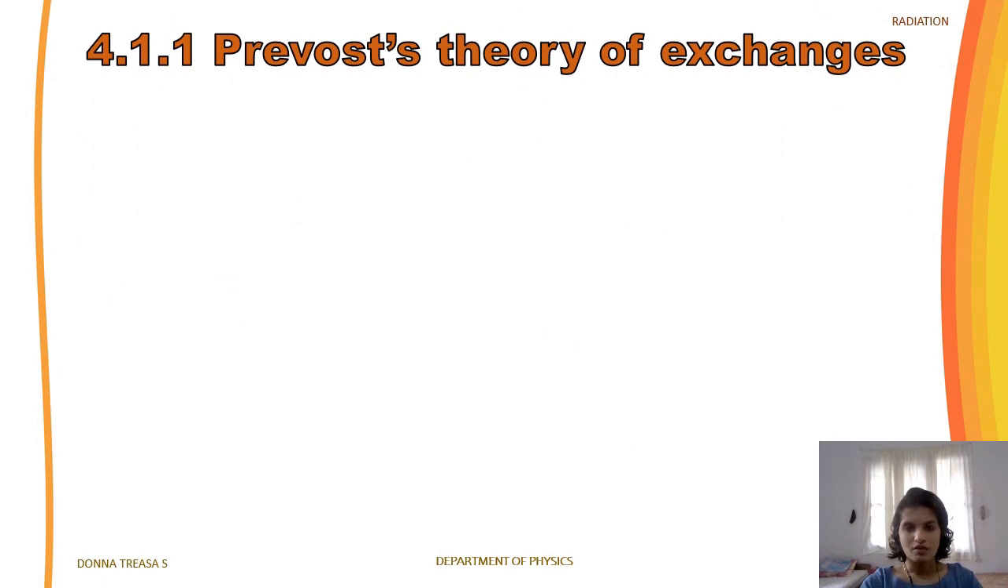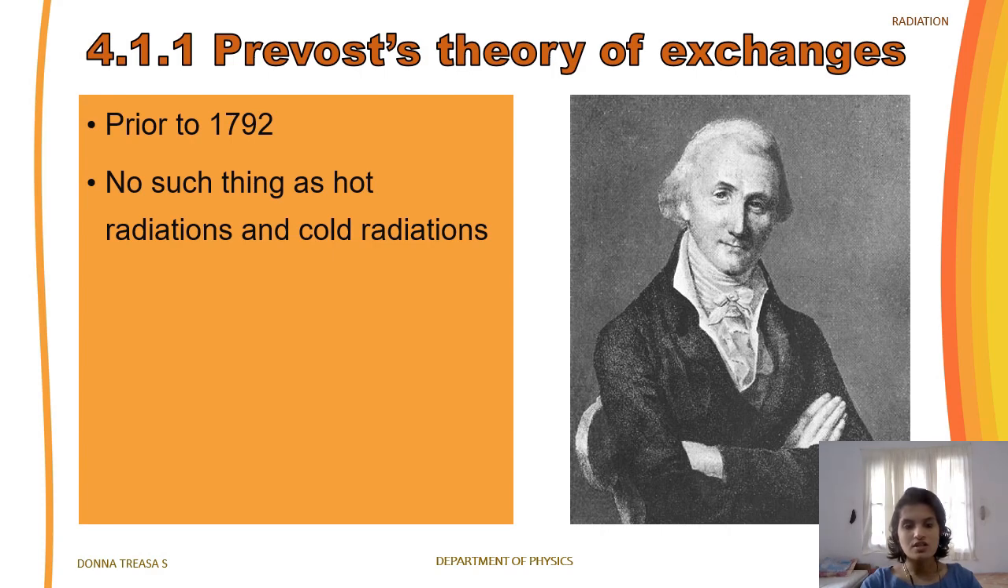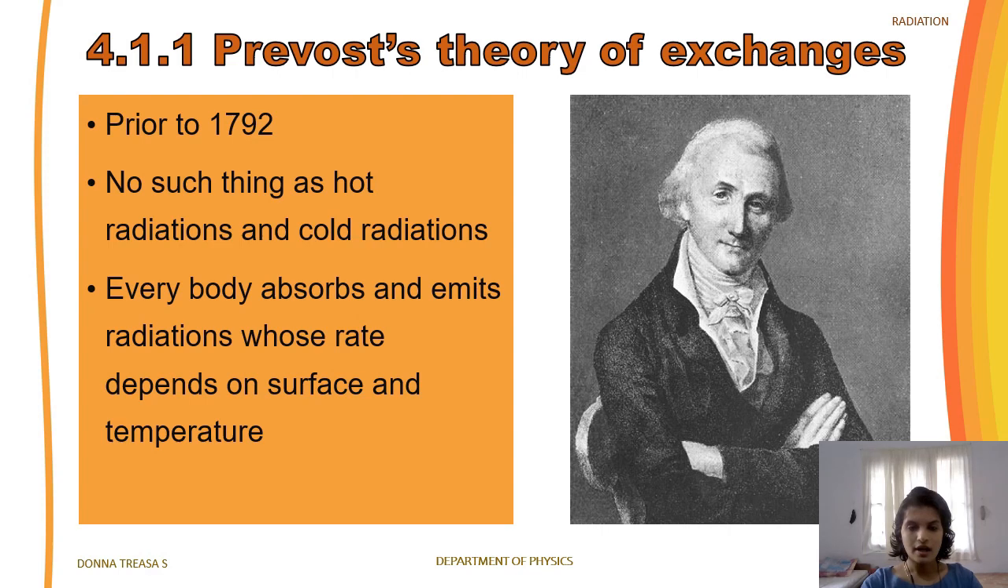Now let us see one of the theories of heat exchanges. Prior to 1792, Pierre Prévost suggested the Prévost theory of exchanges. During the olden times, people believed that hot bodies emitted hot radiations and cold bodies emitted cold radiations. But Prévost suggested that there is no such thing as hot radiations and cold radiations. He asserted that every body absorbs and emits radiations whose rate depends solely on the surface and temperature.